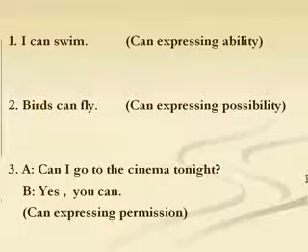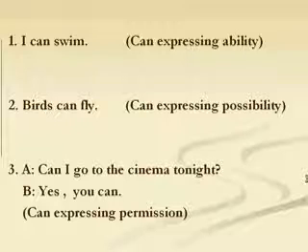Example number 3, A: Can I go to the cinema tonight? B: Yes you can. Here A is asking for a permission to go to the cinema tonight, right? And B says yes you can. So Can here is expressing permission. You can see that Can is being used in these three sentences in a different manner. In sentence number 1, Can expresses ability, but in sentence number 2, Can expresses a possibility. And in sentence number 3, you can see that Can is expressing a permission.